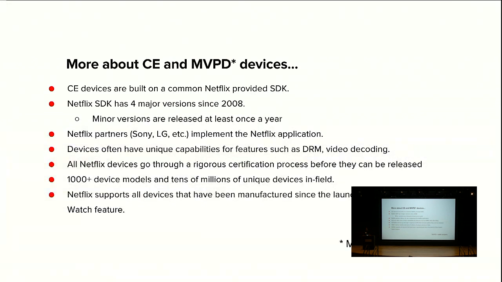And then as the manufacturers are working to build these devices, before they can go to market, they have to go through a rigorous certification process. So we ensure that the DRM is secure, that the video decoding works, and that it passes a large battery of tests. Since 2008, we have over 1,000 different device models in market now. And that results in tens of millions of different unique devices that are in people's homes today. Netflix continues to support all these devices. So there may be a Blu-ray player from 2009 that somebody has, and as we're updating all of our software, the services in the back end, they need to continue to support these devices.